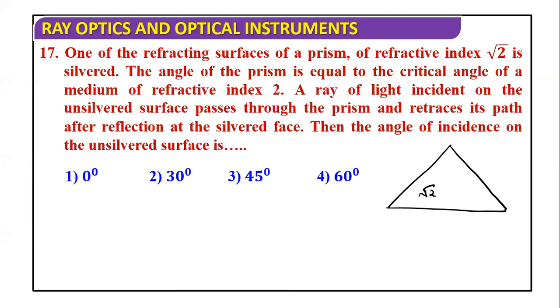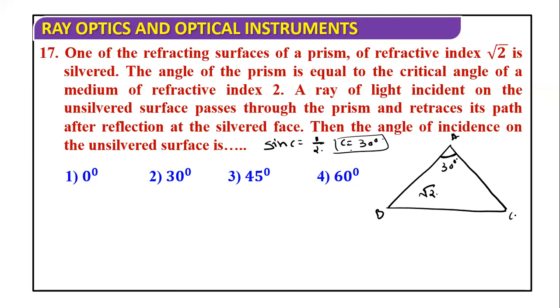Prism's refractive index is root 2. The angle of prism is equal to the critical angle of a medium of refractive index 2. Critical angle of a medium of refractive index 2 is 30 degree. So angle of prism here is 30 degree. A ray of light is incident on unsilvered face, passes through the prism and retraces its path after reflection at silvered face.